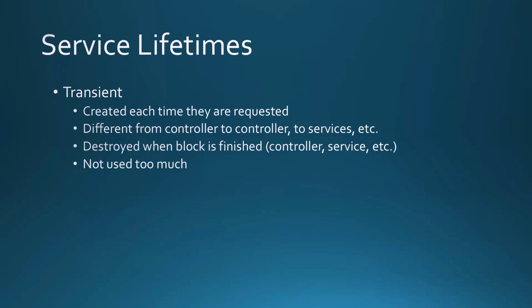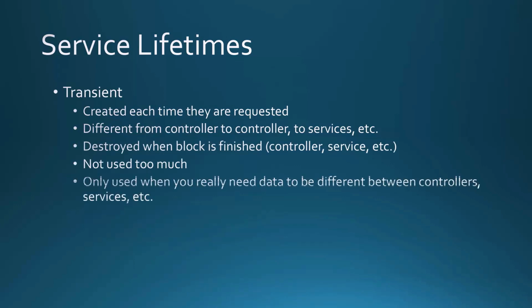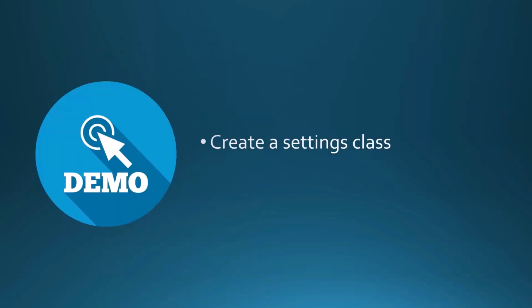Now, I'm going to tell you these aren't used too much. We really only use them when the data really needs to be different between the different controllers or the action methods or the services or whatever. To illustrate this, we're going to create a settings class that we're going to put some settings into, and we'll talk about how it can be injected using dependency injection.